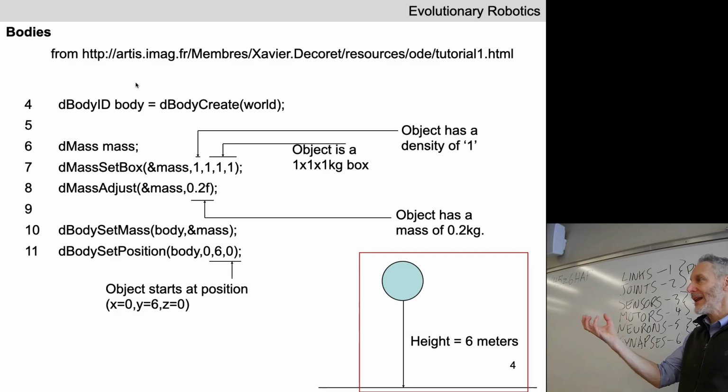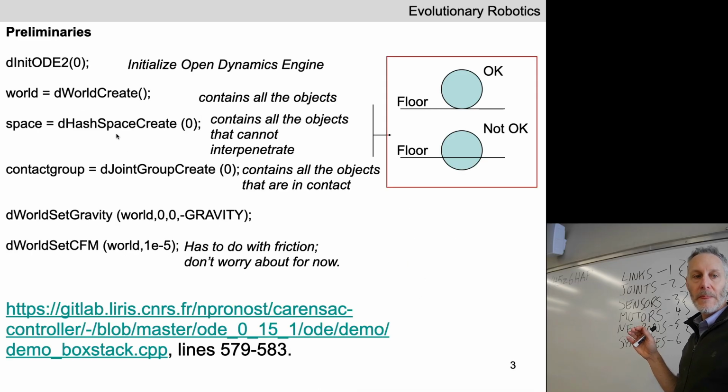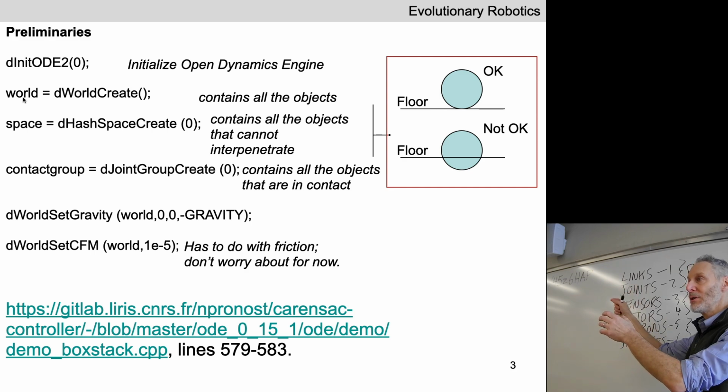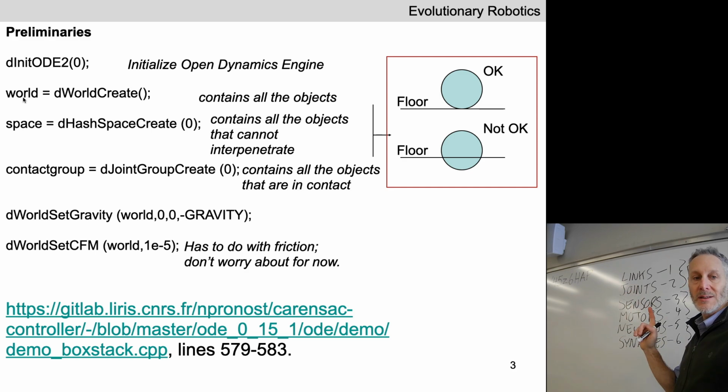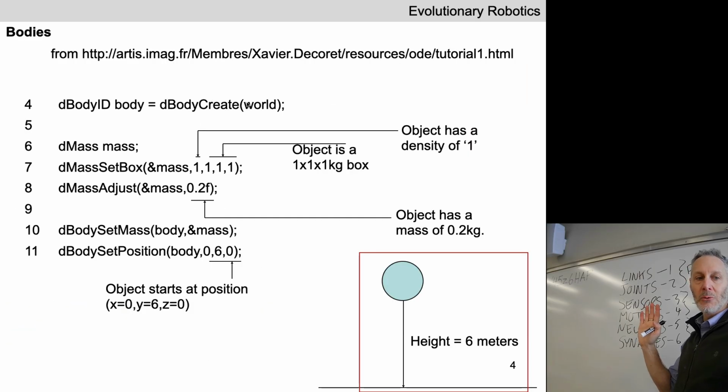They're the physical Lego bricks that make up your robot, the physical parts of the robot. So in ODE, here's somebody in their code on line 4 creating a body, and they're putting that body into the world that they just made. You can make multiple worlds and put different bodies into different worlds in one simulation. Usually it's one world, multiple bodies.